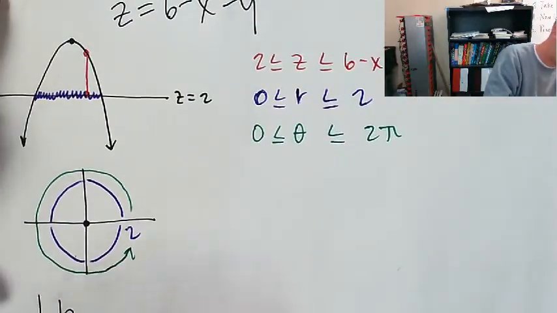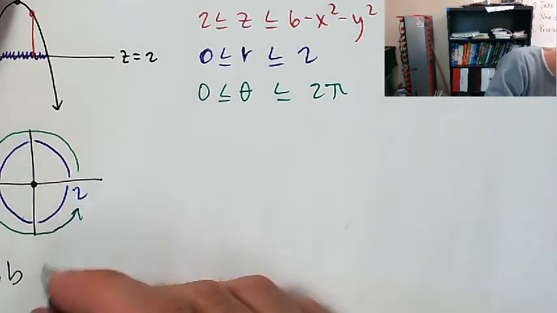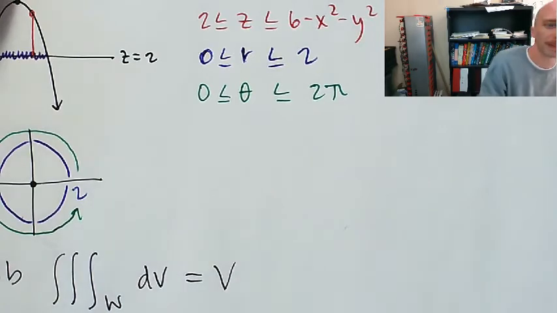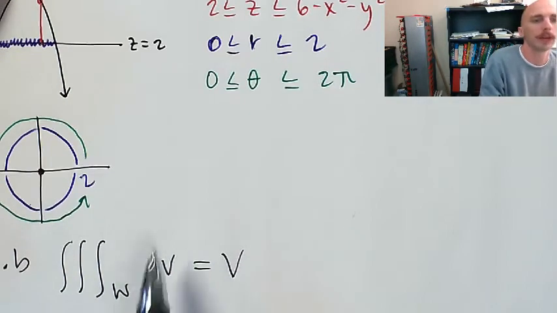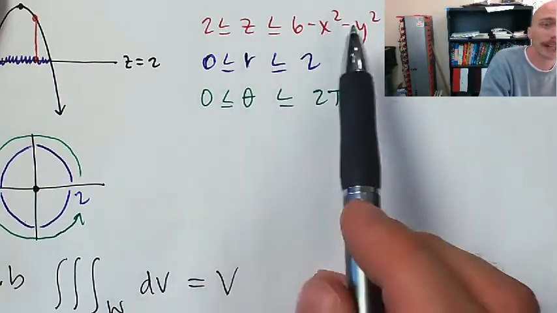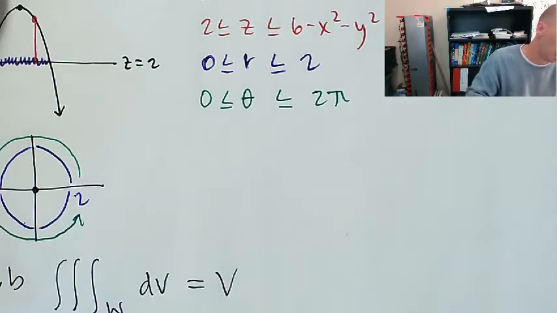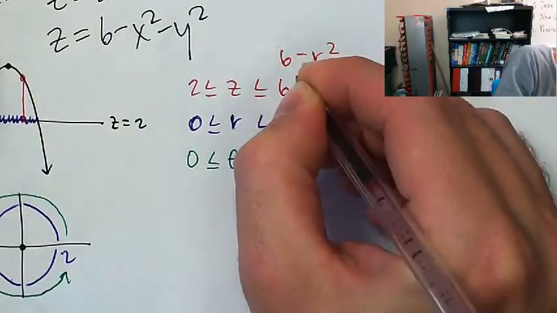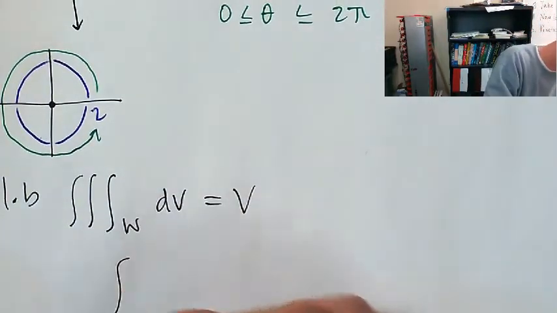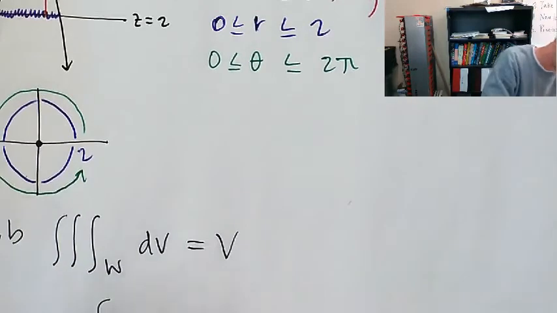I know that I need to triple integrate dV to get volume. That's going to be equal to volume. It's just going to be an issue of writing this down. So if I've got z depending on variables, and then r and theta, I probably need to get rid of these x's and y's. And now we know that x squared plus y squared is r squared, so this looks to me like 6 minus r squared. So I'm going to use that. I'm going to start the integral with dz, and I'm going to let z run from 2 up to 6 minus r squared.